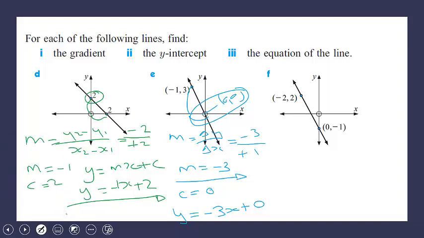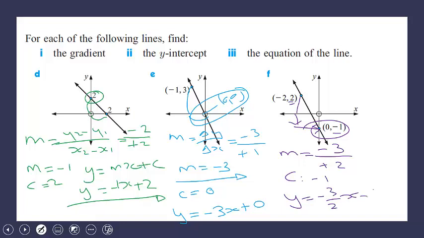Equation F. Okay, so how do we do this if we wanted to jump? Looking at the y value. It's 2 to get to 0 and another 1 to get to minus 1. So minus 2 plus minus 1 is minus 3. Down, right? And then to get from minus 2 to 0, it's 2 to the right, plus 2. So that's my m value. My c value is going to be this point, minus 1, and y equals minus 3 over 2x minus 1.